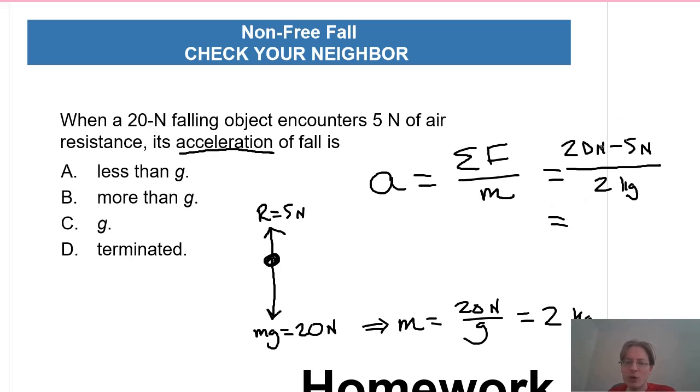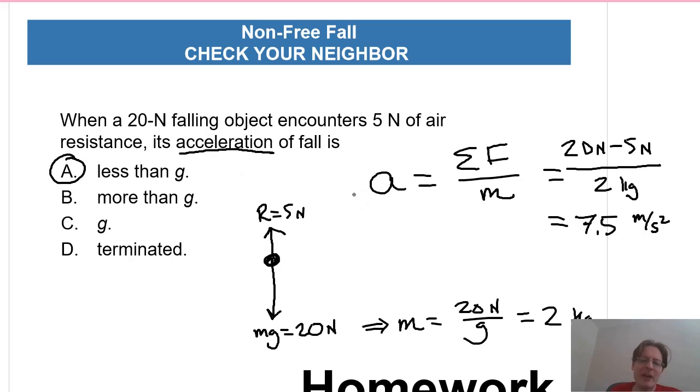So that's 15 over 2, which gives me 7.5. And what are the units? What am I measuring here? This is 7.5 meters per second squared of acceleration. And that's sure less than g.